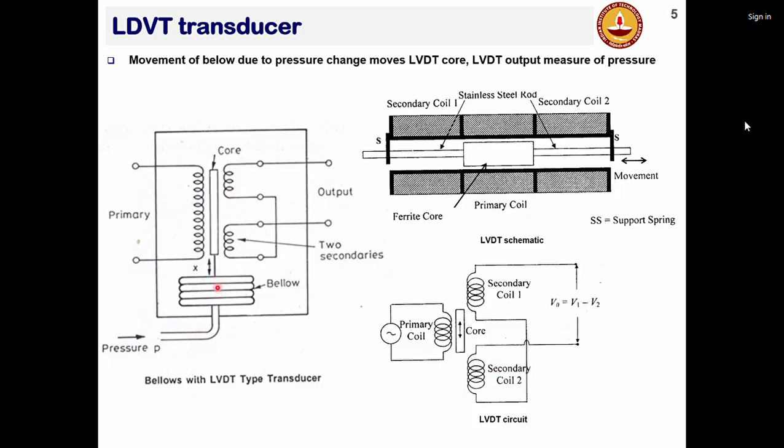Now when the bellow deforms, the core moves. Now the voltages induced in secondary coils 1 and 2 will not be the same. It will be asymmetric. So this asymmetry will create a non-zero voltage here at the output. That non-zero voltage is related to the linear displacement of the core, which in turn is related to the pressure. So that is how an LVDT can be used together with bellows to measure pressure.